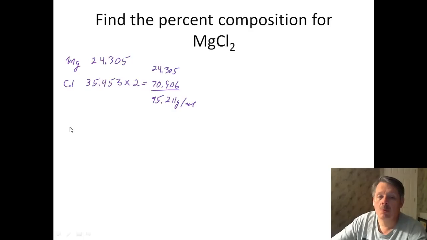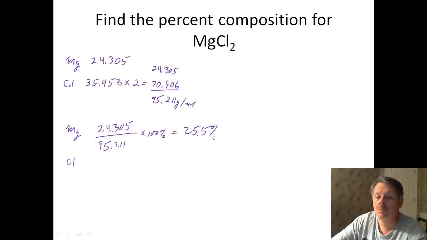Now I want percent composition. Let's do magnesium and let's do chlorine. I have to do them separately. Magnesium is 24.305. That's how many grams of magnesium I have in my substance, divided by my total, which is 95.211. I multiply by 100%, and magnesium gives me 25.5%. That means my other one should be 74.5%. Let's see if that happens.